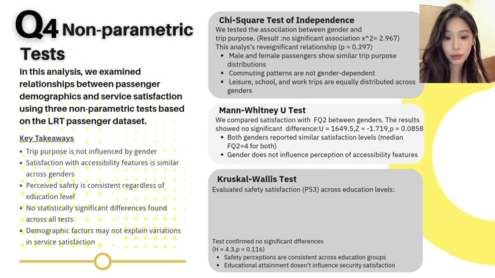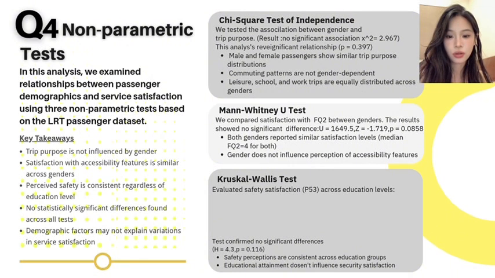For the Mann-Whitney U test, I compare the FQ satisfaction between genders because this test works well for ordinal data with two groups. FQ measures satisfaction with disability-friendly features, which is important for inclusive design. My results show U equals 1,649.5 and p equals 0.085. So I failed to reject the null hypothesis. This means accessibility features work well for all passengers regardless of gender.